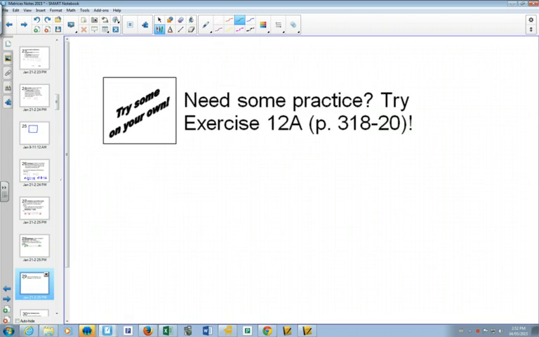So I have a handout for you for practicing this part. I don't think we'll take too much time to practice because this is so far quite straightforward.